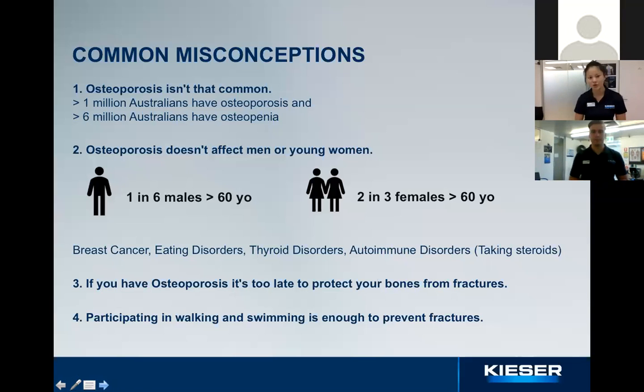So these are some common misconceptions. Number one, osteoporosis isn't that common. There are actually over 6 million Australians who are diagnosed with osteopenia, and then over 1 million who are diagnosed with osteoporosis. So as Benjamin mentioned earlier, it is a silent condition. These are just stats in relation to those who have been reported and diagnosed.